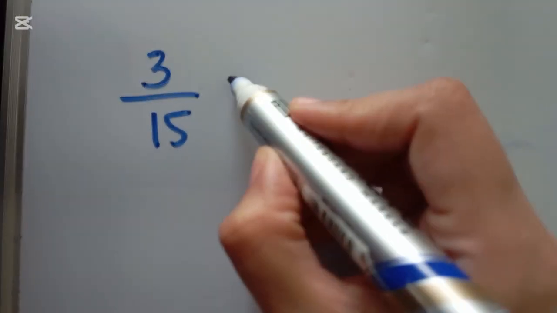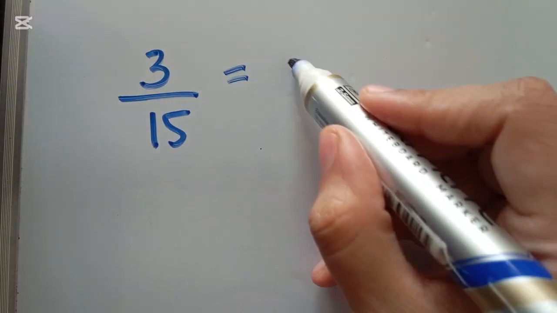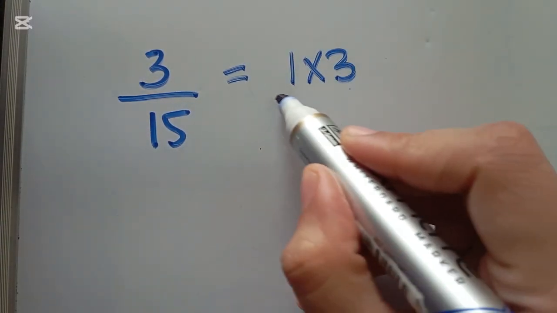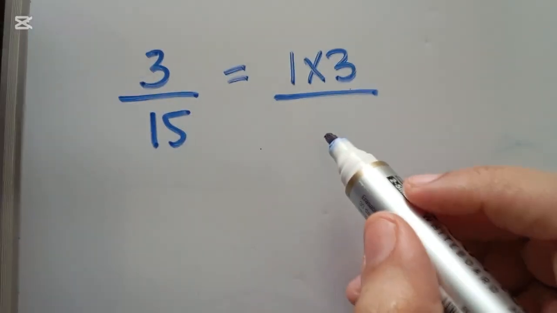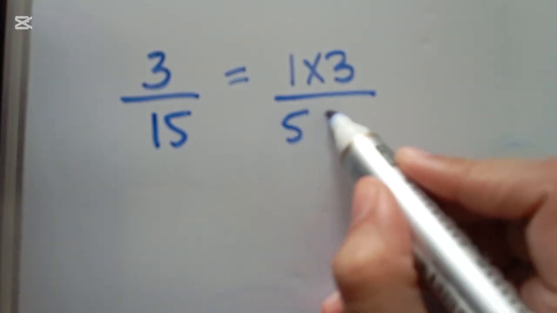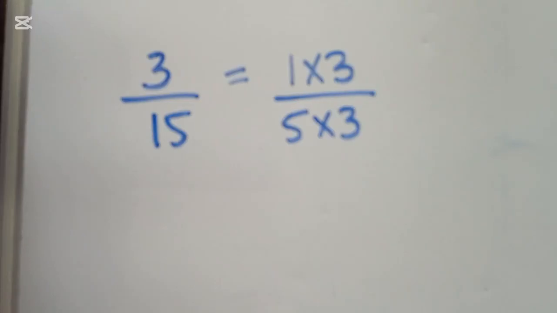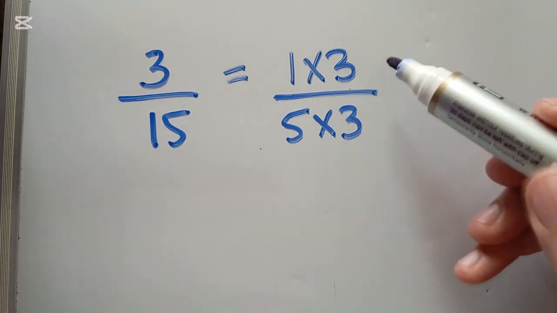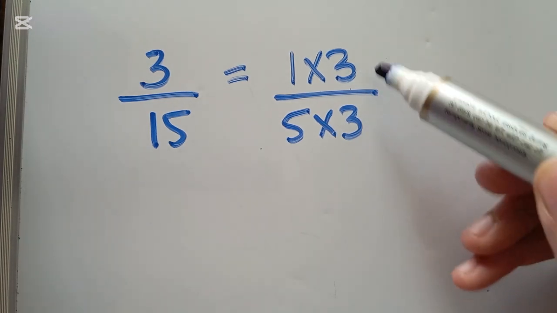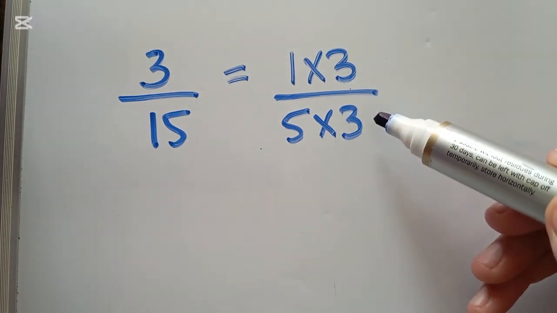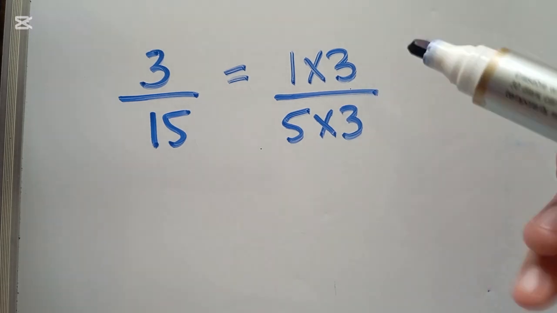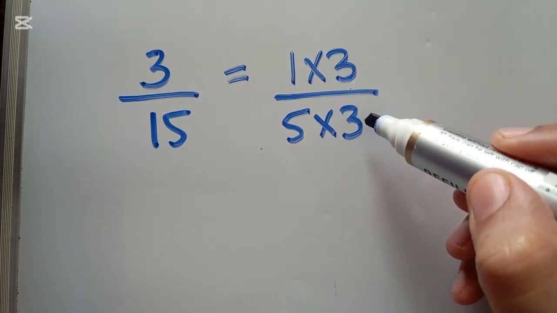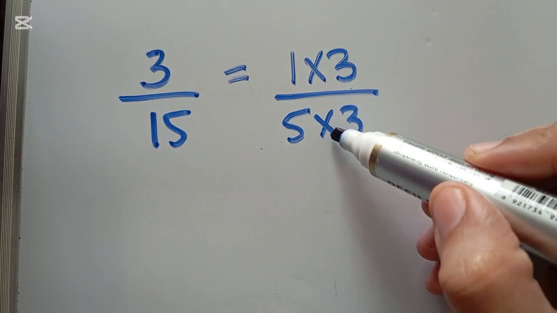The factors of 3 are only 1 and 3 because it's a prime number. But the factors of 15 are 5 and 3. So after making factors, you can see some common factors, like 3 is a common factor in the numerator and denominator. So when you see common factors, you can directly cancel them because there is a sign of multiplication over here.